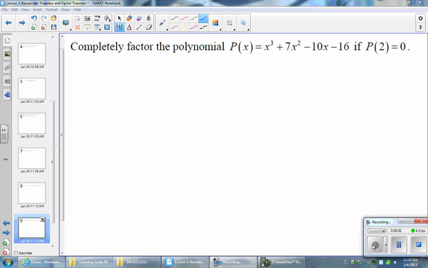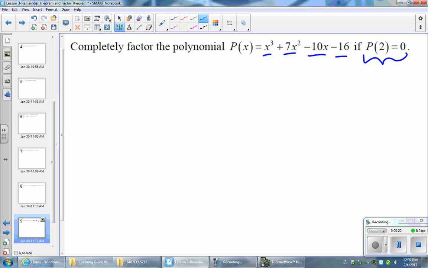In this lesson, I'm going to teach you how to factor high-degree polynomials, in this case a cubic, using the factor theorem. So let's get started. Completely factor the polynomial p of x is equal to x cubed plus 7x squared minus 10x minus 16 if we know that p of 2 is equal to 0.